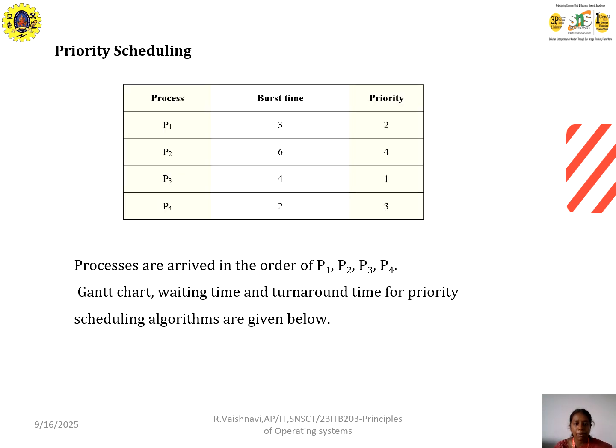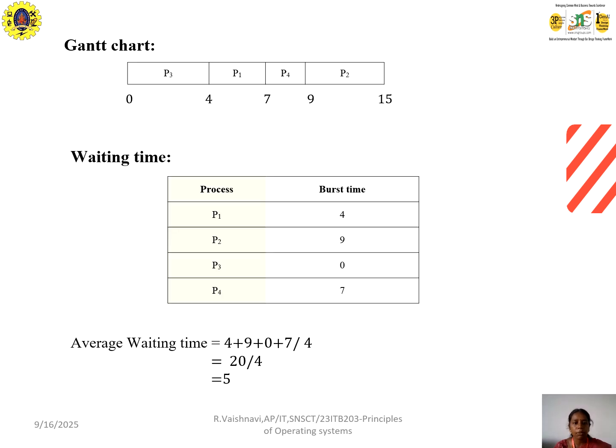Here we have an example for priority scheduling. The given processes are process 1, 2, 3 and 4. The burst times for the respective processes are given as 3, 6, 4 and 2. The priority numbers are also given: 2, 4, 1, 3. Here the processes arrived in the order of process 1, 2, 3 and 4. Here we have to find the Gantt chart, waiting time and then turnaround time.